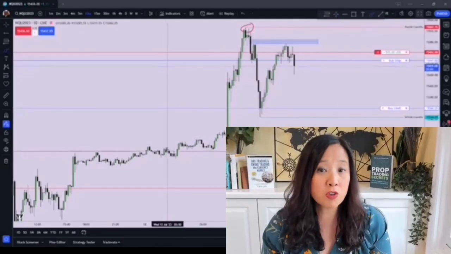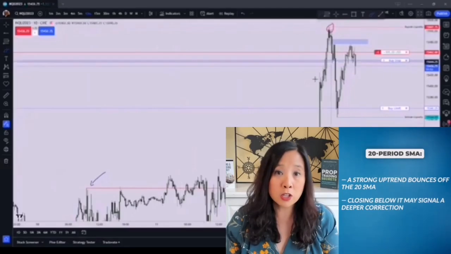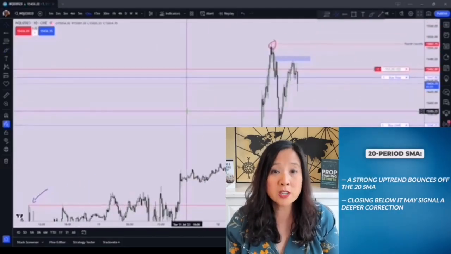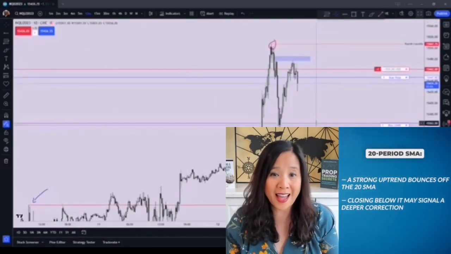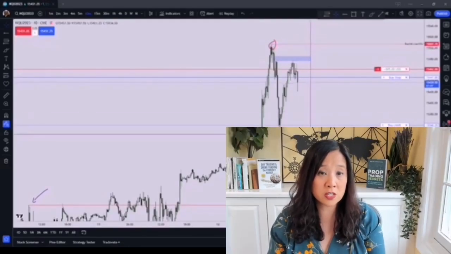Think of it like a trampoline. If the uptrend is strong, the price will bounce off it. But if it breaks and closes below the 20 SMA, it could signal a deeper correction ahead, and one that could last for some time. Let's take a look at how this looks on the charts.